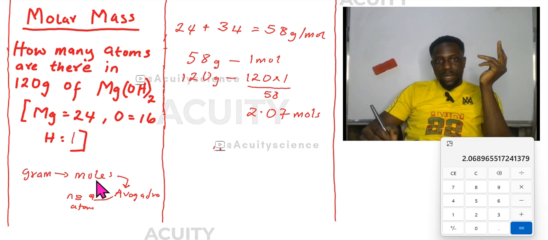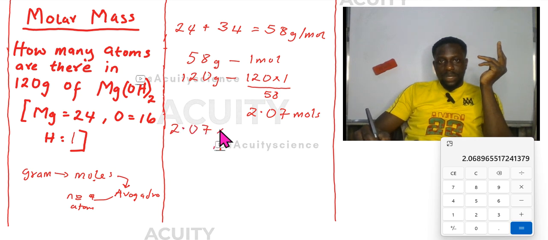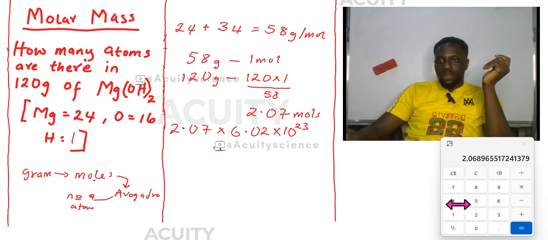Okay, now we're at the stage. Now from here, we'll multiply with Avogadro number. We'll say 2.07 times Avogadro number is 6.02 times 10 raised to the power 23. Very easy. So I won't use this. Let's use the approximated value.